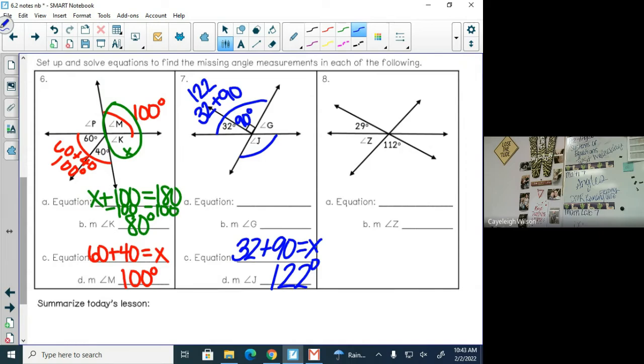All right, and then they also want me to find G. So I know that this is 122 here. I just found that. What relationship do J and G have? They're vertical. No, they're adjacent. They're next to each other. So if I add them together, they should equal 180. So I know that G, X, plus that 122 has to equal 180.